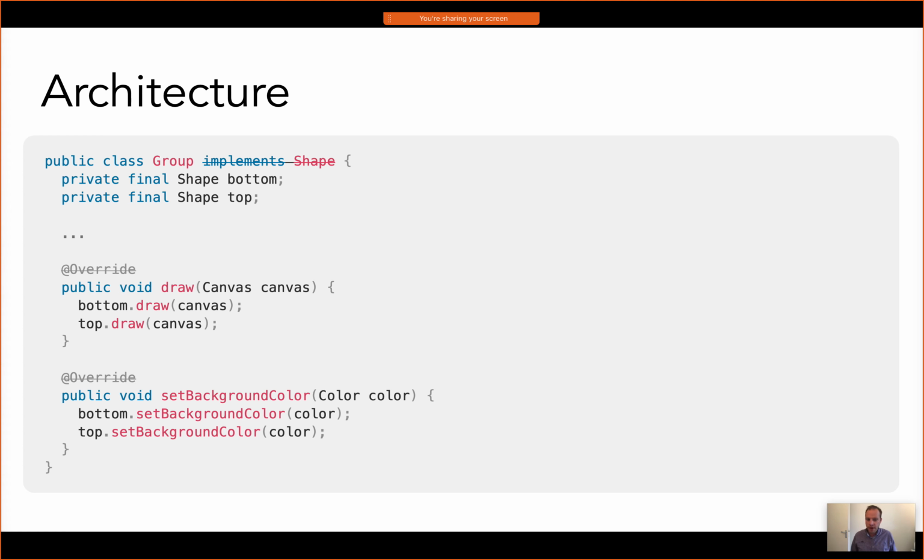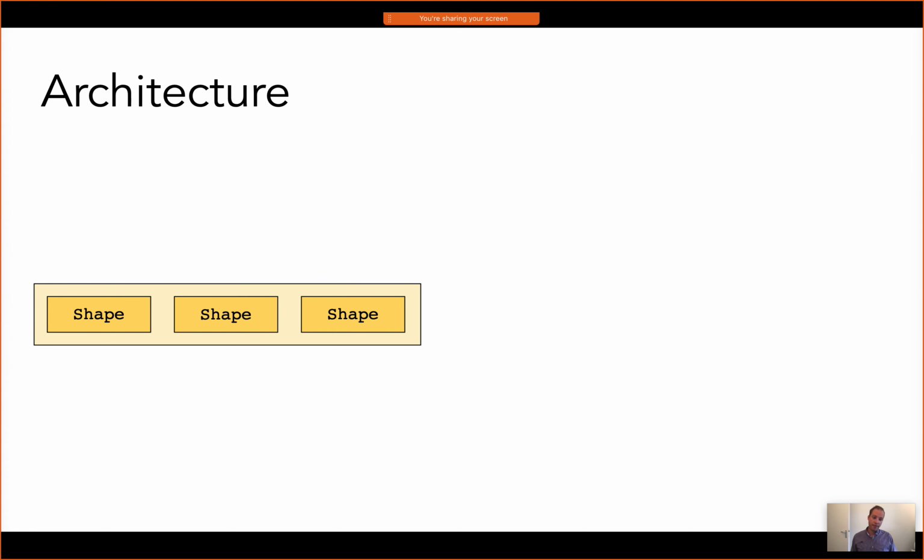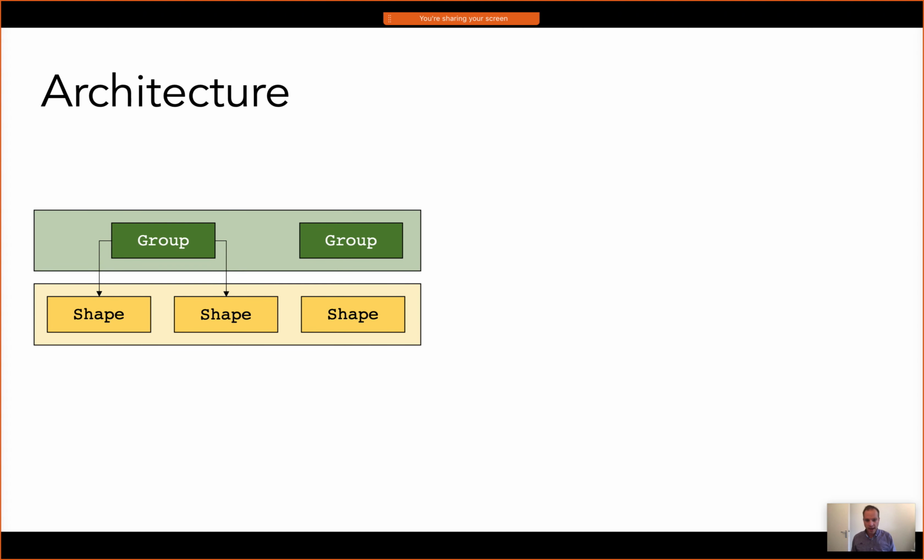A group would just be a very thin wrapper around a bunch of shapes, an entirely different object. So if I have a bunch of shapes, let's say I want to group two shapes together, I create a group object, and that group object is a totally different object than shape. So if I have an image with a property shapes, that's not enough anymore.